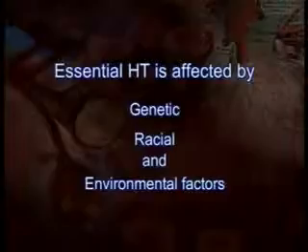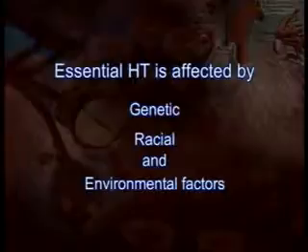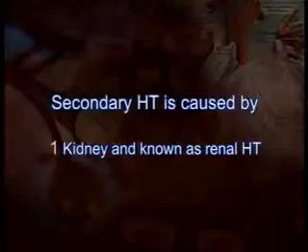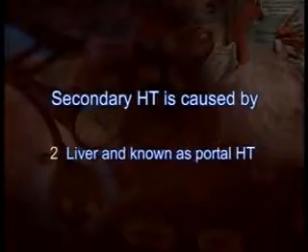Primary or essential hypertension is affected by genetic factors, racial and environmental factors, and factors leading to the modification of the course of the disease. Similarly, secondary hypertension is either caused by a disease in the kidneys, when it is known as renal hypertension, or by a disease in the liver, when it is referred to as portal hypertension, or by a disease in the nervous system, when it is referred to as neurogenic hypertension.